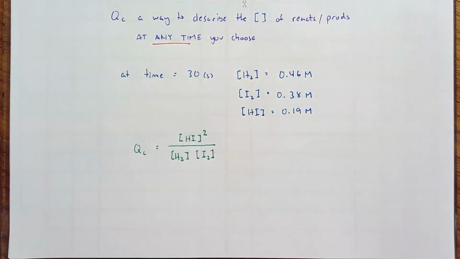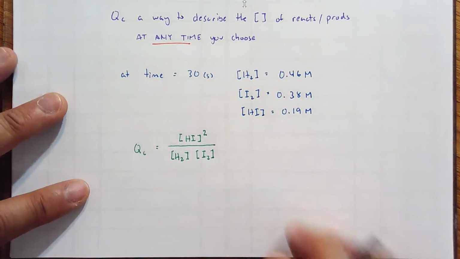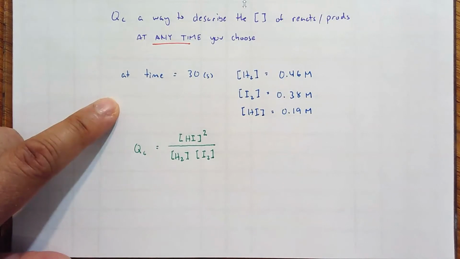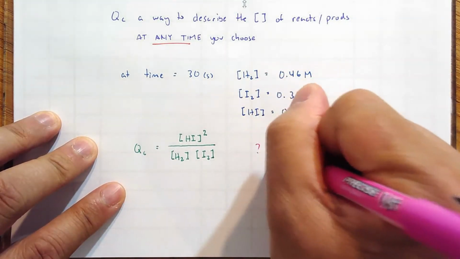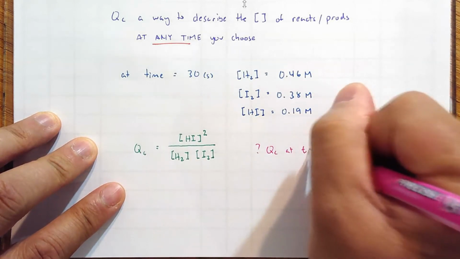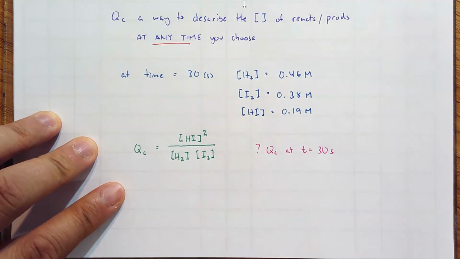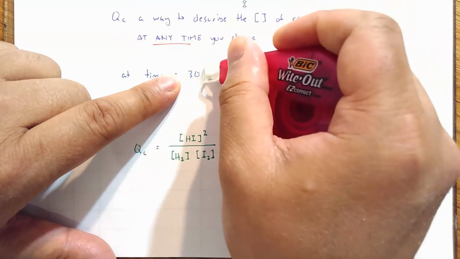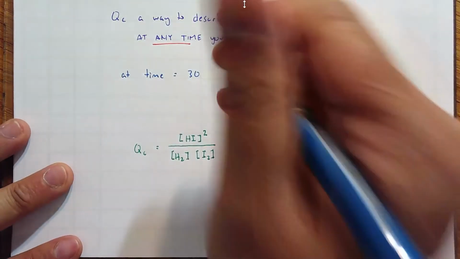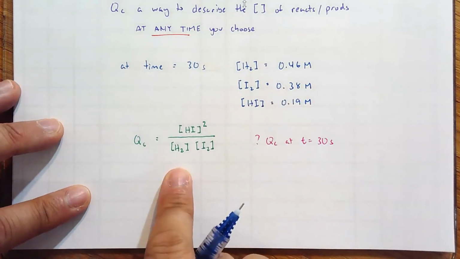So how do we generalize this? Oh, by the way, so you could figure out what is the QC at t equals 30 seconds, and you can figure that out by just plugging in the numbers.